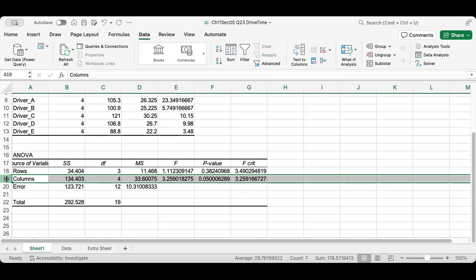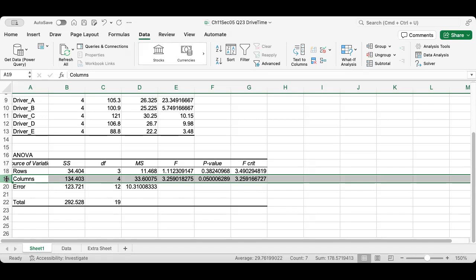0.05006, but 3.25902 versus 3.25917. The calculated value is smaller than the critical value. I'm supposed to reject when I'm further out. That says don't reject. But by the skin of its teeth, there's a borderline effect here.